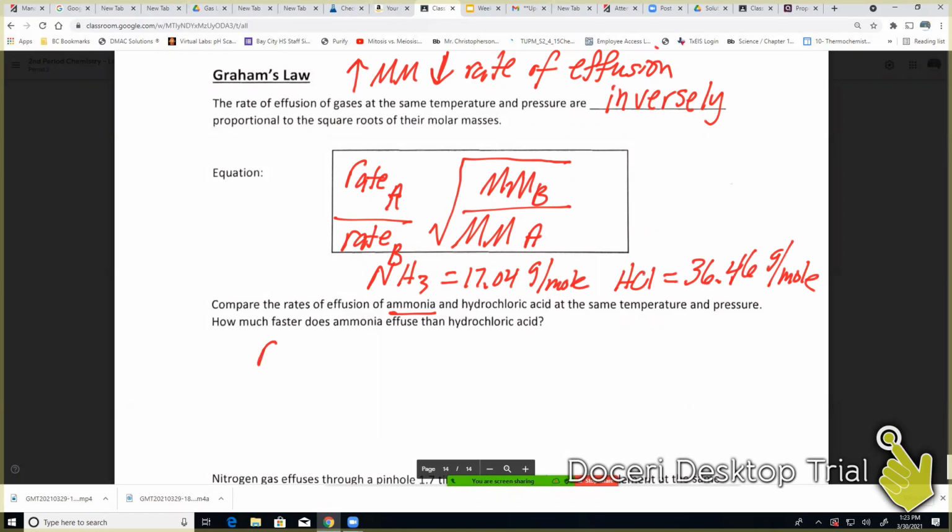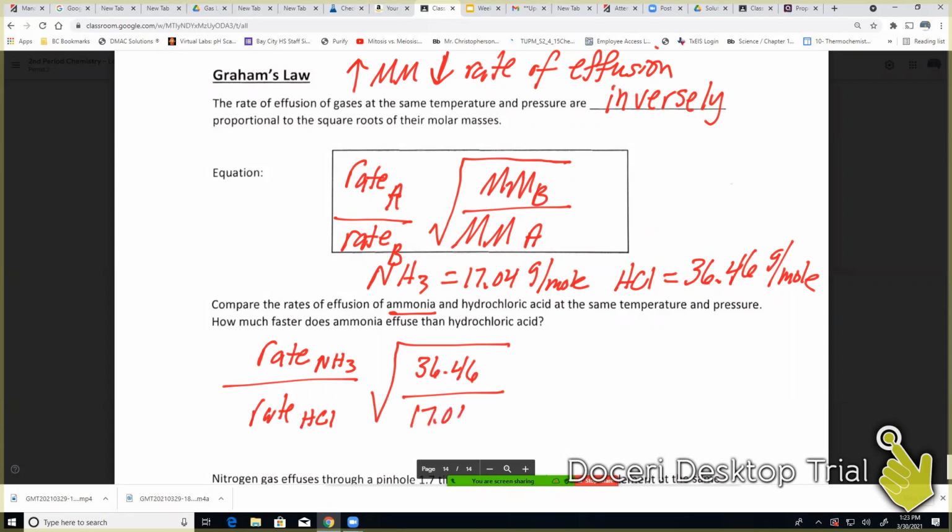So ammonia is the one that I'm interested in, so I'm looking at the rate of ammonia compared to the rate of hydrochloric acid. And that's the square root of hydrochloric acid, which is 36.46 divided by A, because what goes under the square root is the inverse or the flip. So that would be 17.04. So you take your 36.46 divided by 17.04 and then take the square root of that.